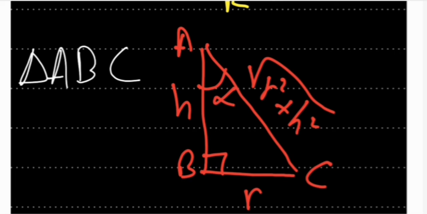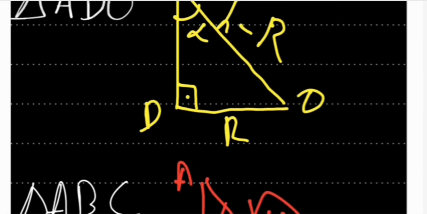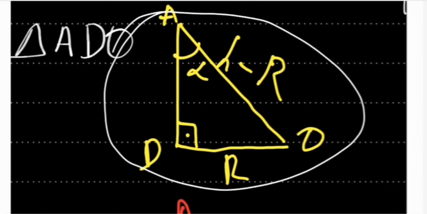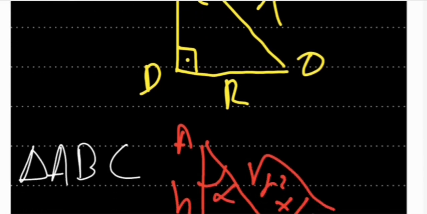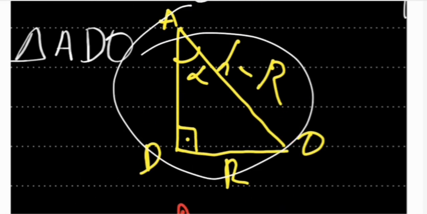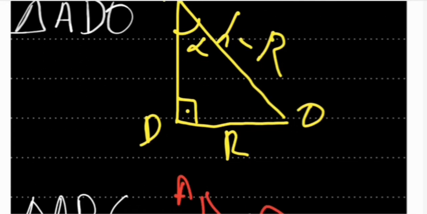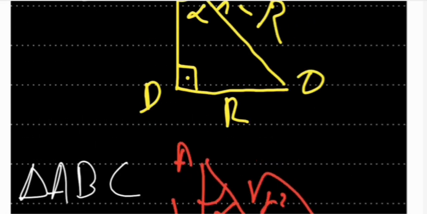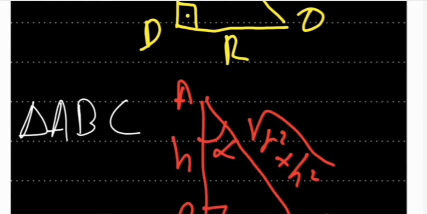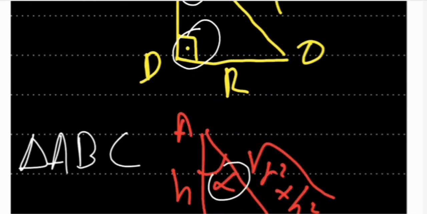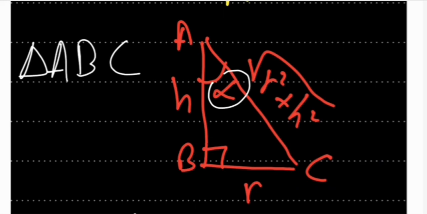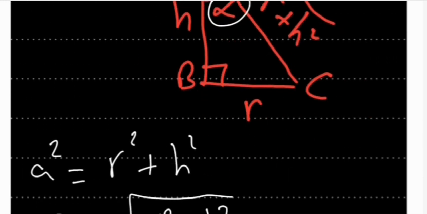So, why did I do all of this? Because now we have two triangles, and they are similar. Now, this one, I drew it bigger than it actually is. You can see it over here, it's very small. And I rotated this one. Now, look. We have alpha. We have 90 degrees. So these triangles are similar.